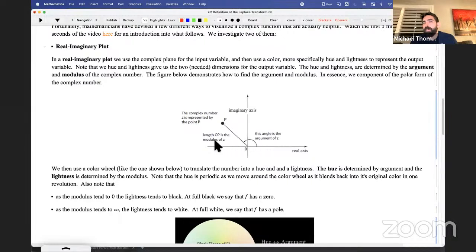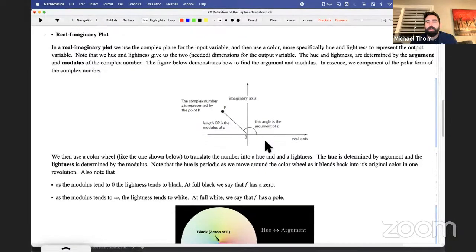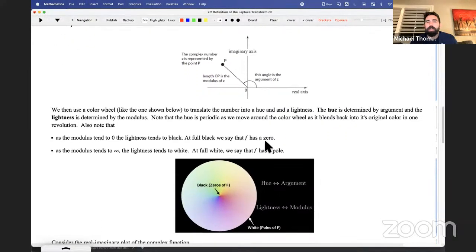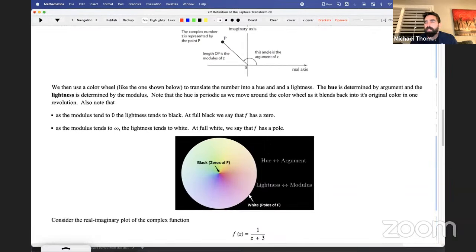We're going to map both of these. The modulus is going to get mapped to lightness, and the argument is going to get mapped to hue. That's the big idea. So let's take a look at what's going on. I'm just looking at the output variable for right now. Now, let's start with the modulus. So let's talk about hue just for a second.